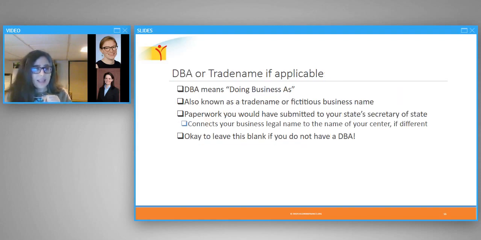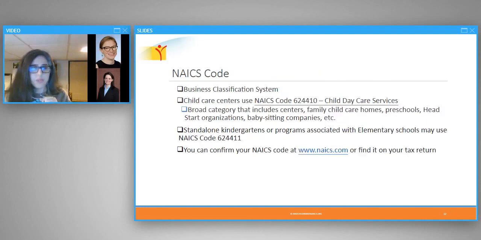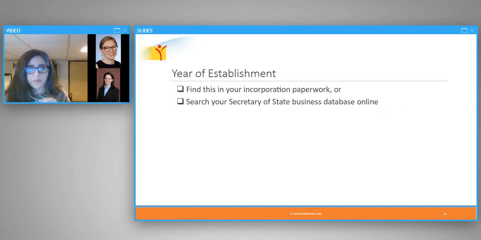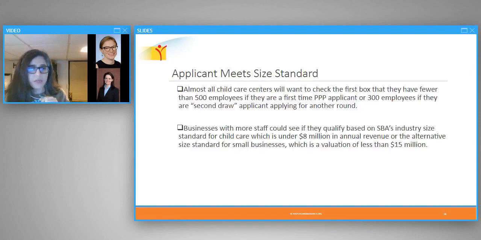DBA, doing business as, again, include your marketing name if you have one, and it is perfectly fine to leave this blank if you do not have both a legal name and a marketing name or trade name. Your NAICS code is going to be 624410. That's the case for a wide range of childcare businesses, but you can look that up on NAICS.com or find it on your tax return if you want to double check that number. Your year of establishment, again, is going to be found in that Secretary of State database or in your incorporation paperwork.